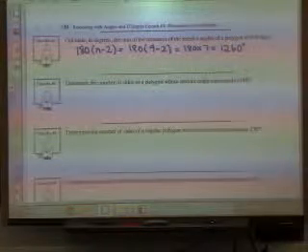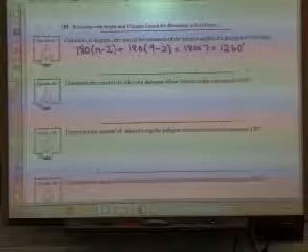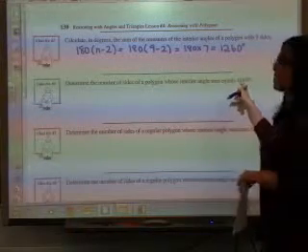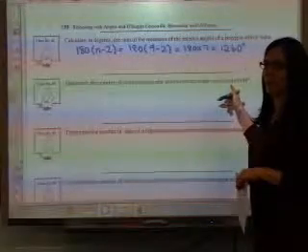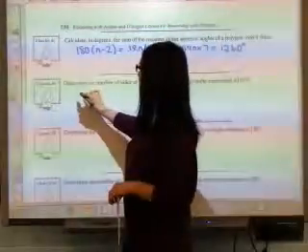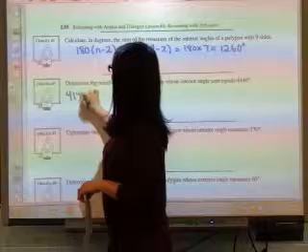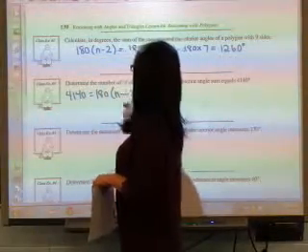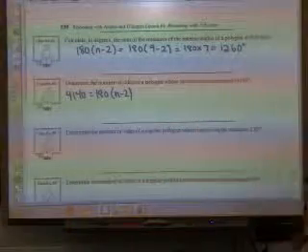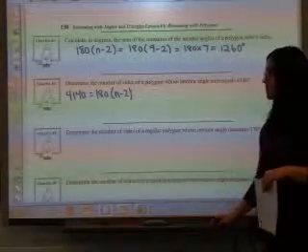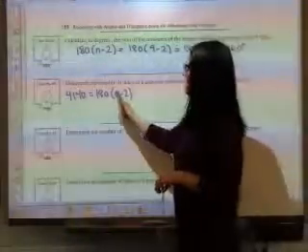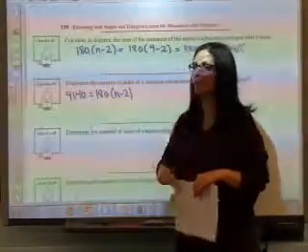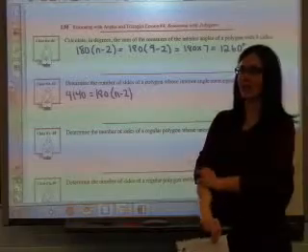Okay. Class example number 2 says determine the number of sides of a polygon whose interior angle sum equals 4,140. So this works backwards. 4,140 equals 180 times what minus 2? So I want to get the n by itself. I always work from the outside in. I need to get rid of 180. How do I do that?